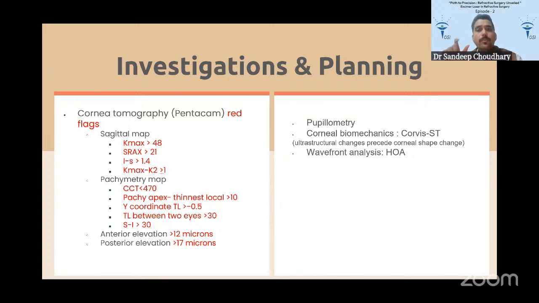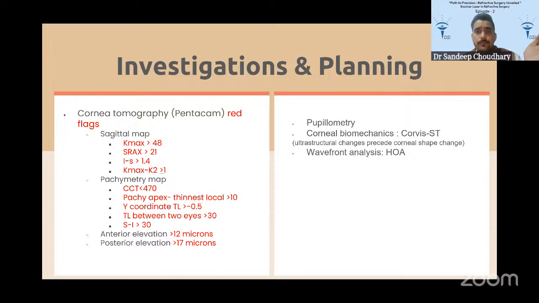And apart from that, pupillometry is important, specifically the mesopic and scotopic pupil size, because we want to keep our optical zone at least higher than the scotopic or mesopic pupil to decrease the incidence of nighttime glare and halos. Also nowadays, corneal biomechanics is gaining much attention, because we believe that ultrastructural changes tend to precede the corneal shape changes, so Corvis ST and all.